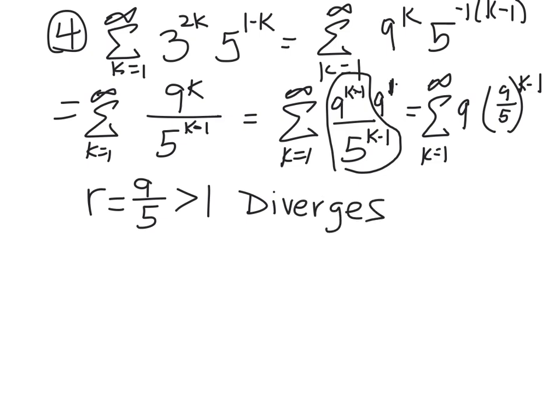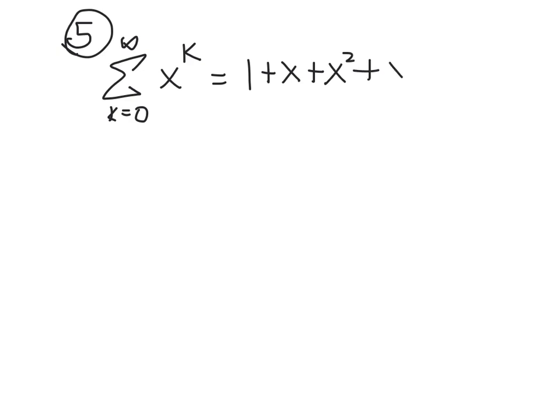Okay, we only have one more example for geometric series. Number 5. The sum from k equals 0 to infinity of x to the k can be written in expanded form by putting the 0 in for k. So x to the 0 would be 1, and then x to the first plus x squared plus x cubed, and so on and so forth, plus x to the k plus dot dot dot. So we can see that the first term is 1 and the common ratio is x.